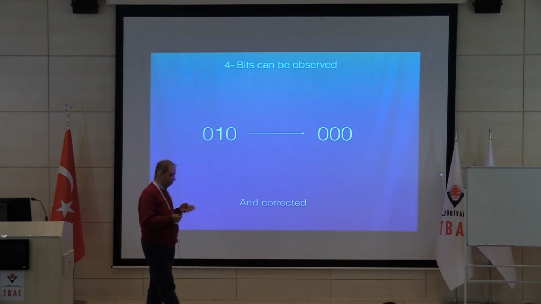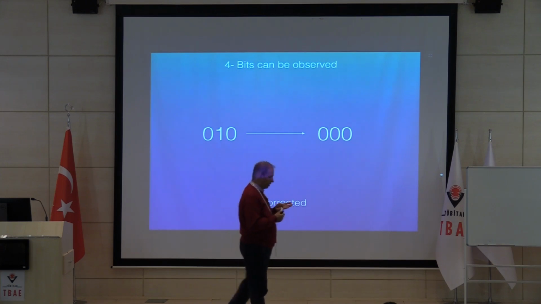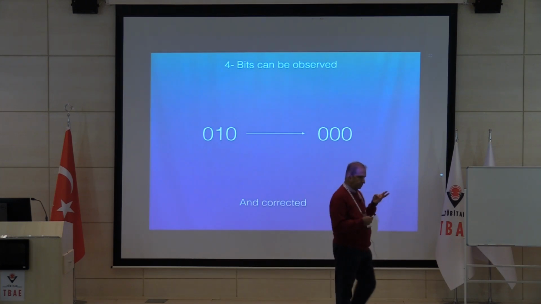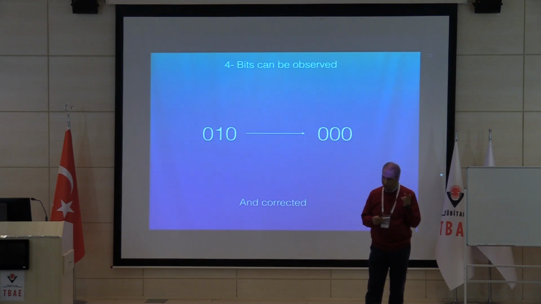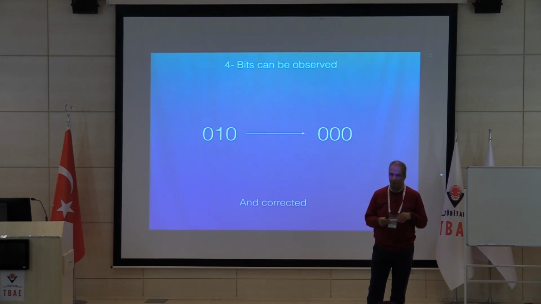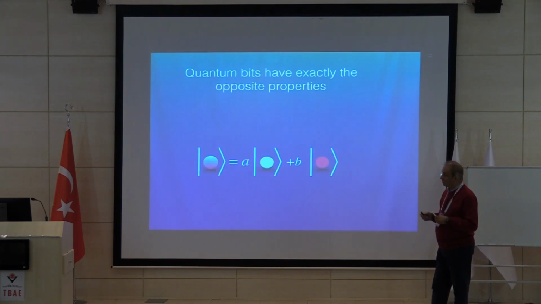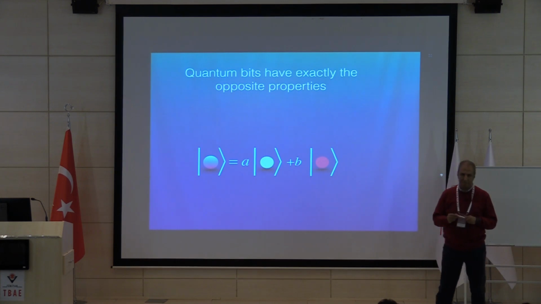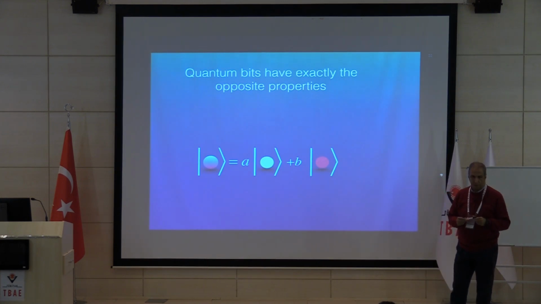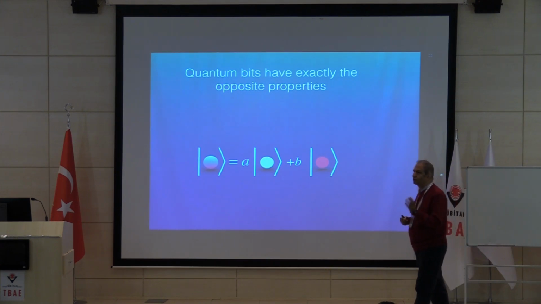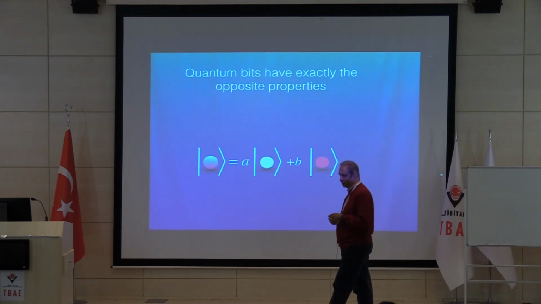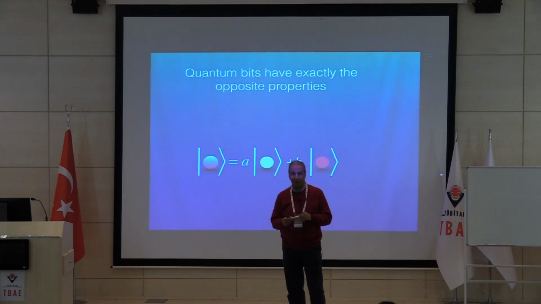Exactly. So we have 4 basic good properties. Let me repeat. They are macroscopic. The errors are discrete. They can be copied as many times as you like, and they can be observed to detect them. The quantum bits have exactly the opposite properties, right? So by just seeing this, you may be disappointed at quantum computation. People really were disappointed. They thought that quantum computation is completely impossible due to these errors.